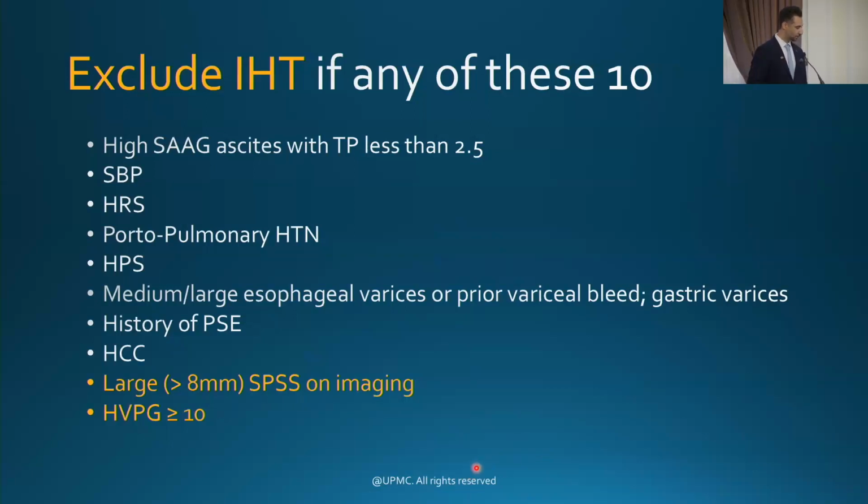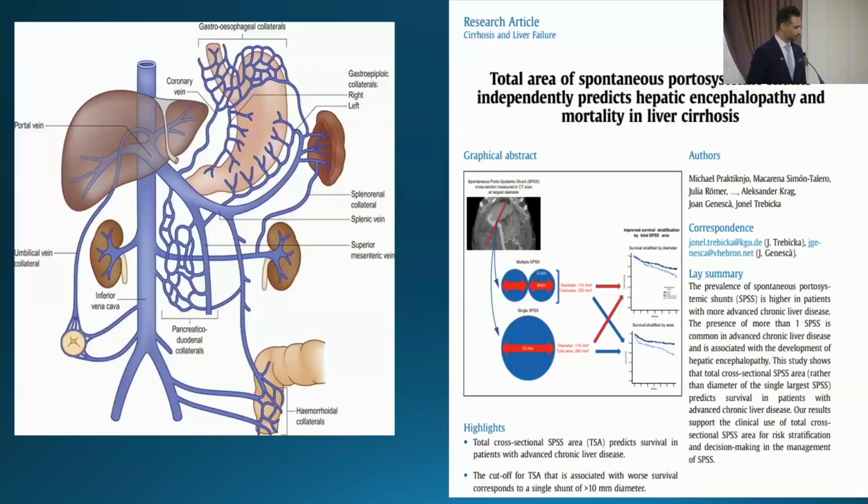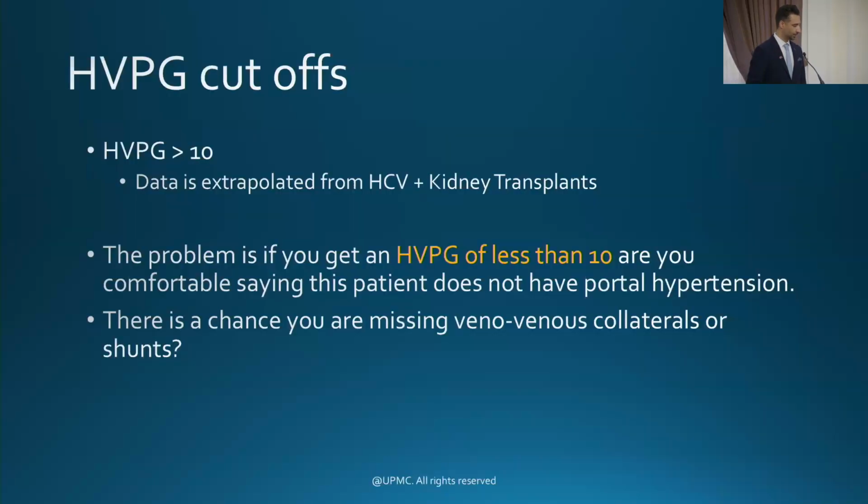I'm proposing the addition of shunt presence on imaging. I don't have a lot of time to delve deep into this, but there is very strong data on measuring shunts on cross-sectional imaging and the correlation to outcome in liver patients. The other thing I think we need to do specific to Fontan patients is revisit the HVPG. HVPG data in transplant is extrapolated from liver patients with Hep C undergoing kidney transplantation, and historically a cutoff of 10 has been used to determine the safety of isolated kidney versus simultaneous liver-kidney.